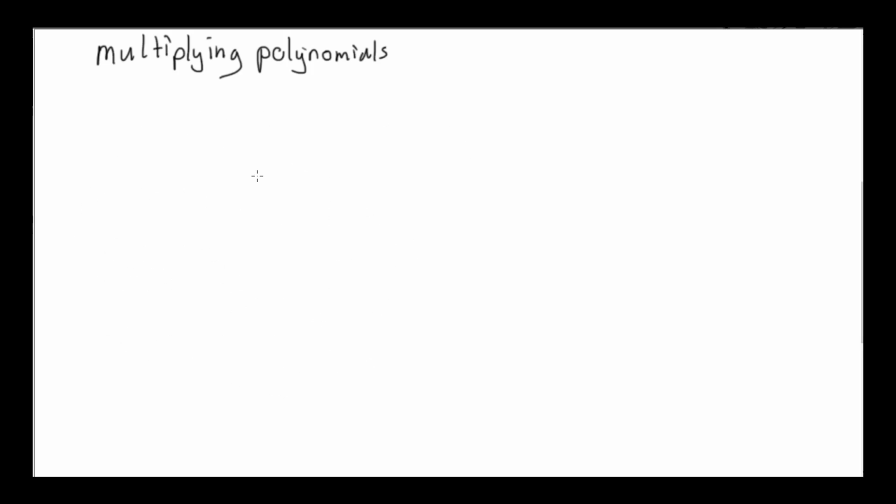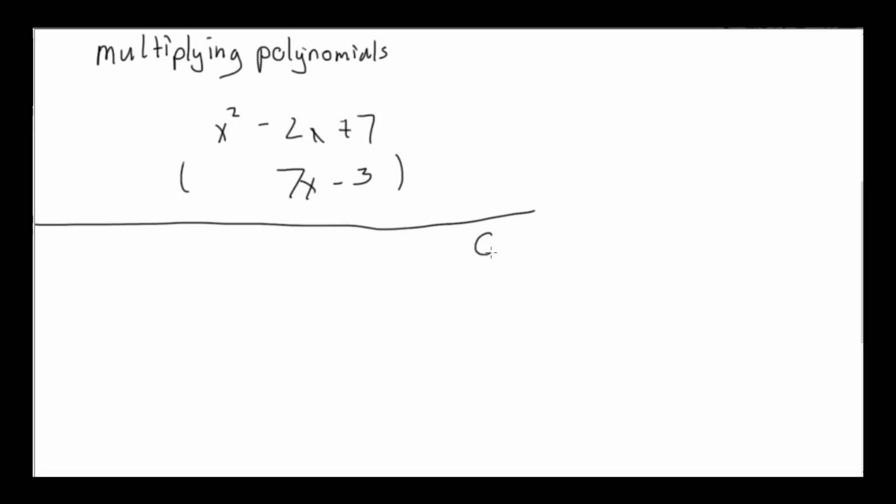Alright, so here we go. We're going to rewrite the problem, but this time we're going to put the larger polynomial expression on top. X squared minus 2x plus 7 times, and we're going to use brackets again so we don't confuse our operator as one of the variables, 7x minus 3. And I'm going to go ahead and make my organization chart constant, first power, second power, third power.